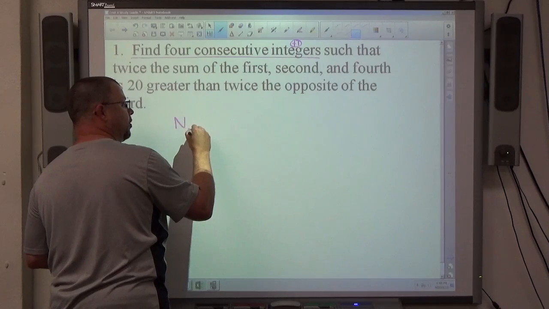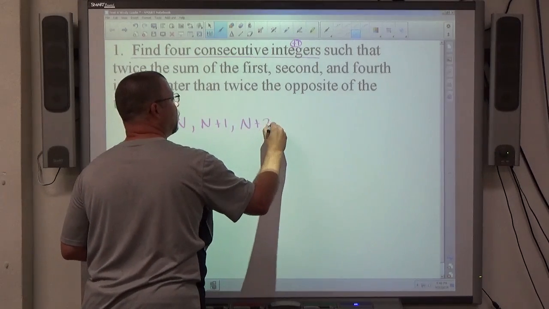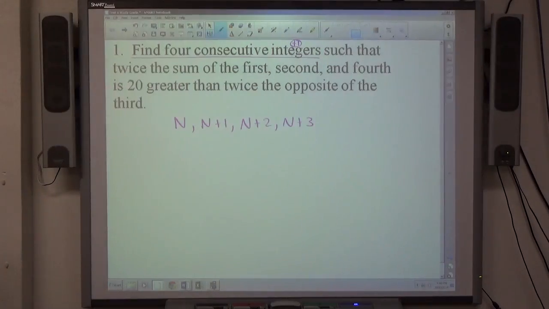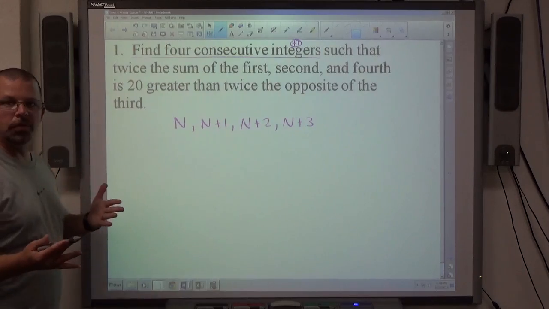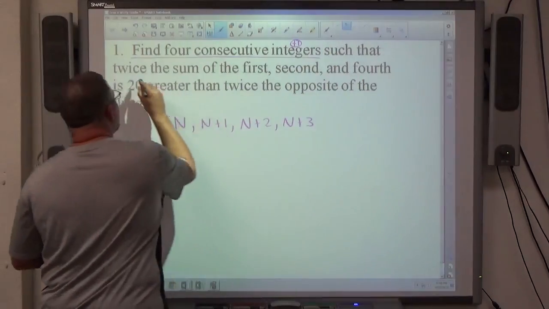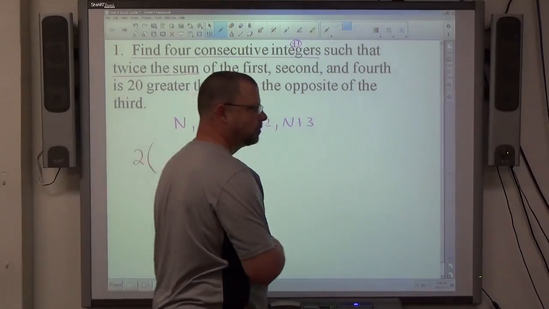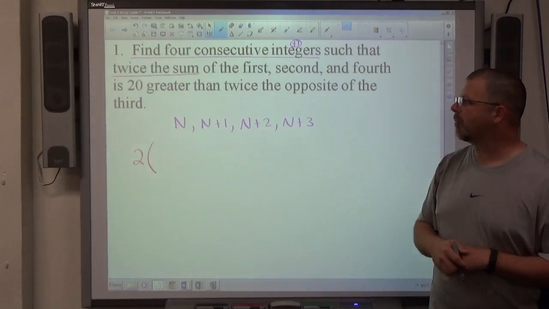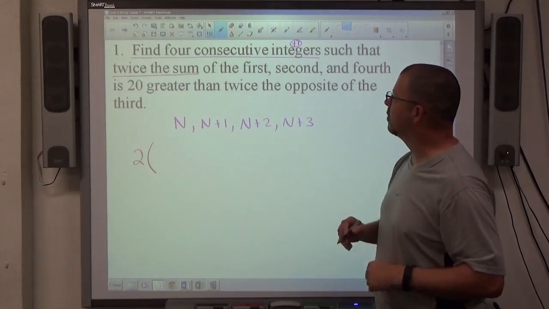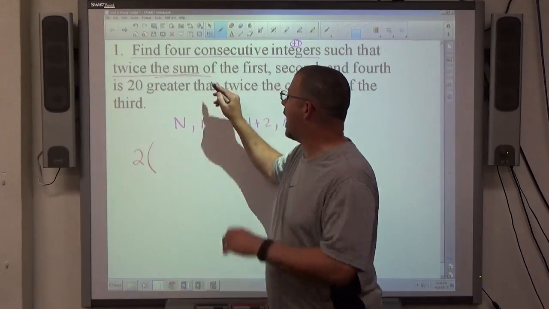So some integer, add 1, that's the next bigger integer, add 1 more, and add 1 more to create a list of 4 consecutive integers. "Such that" is where the equation starts, and then we start translating the words. Twice the sum means 2 parentheses. You can't multiply a sum without parentheses, so twice the sum immediately gets me to parentheses. And when I see the words "the sum of," I'm looking to add stuff.